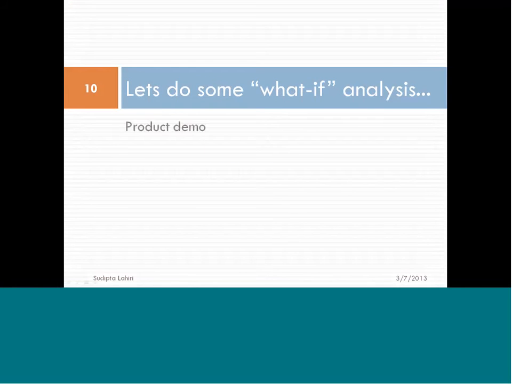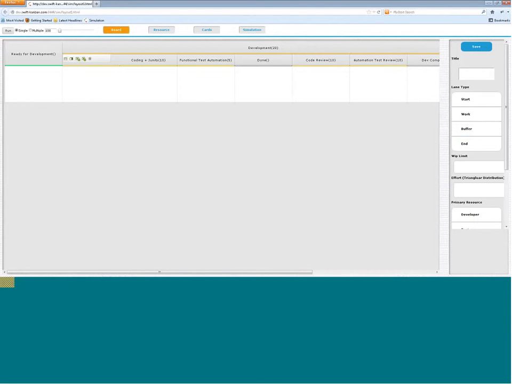So let's do that, and I'll move to our simulation board. What you see here is a value stream very similar to what you saw in our actual work, where work starts from a ready for development lane. It moves to design, coding, test automation, code review, test. The only thing that we have done is move some of the vertical lanes which were there for better real estate usage on the actual board.